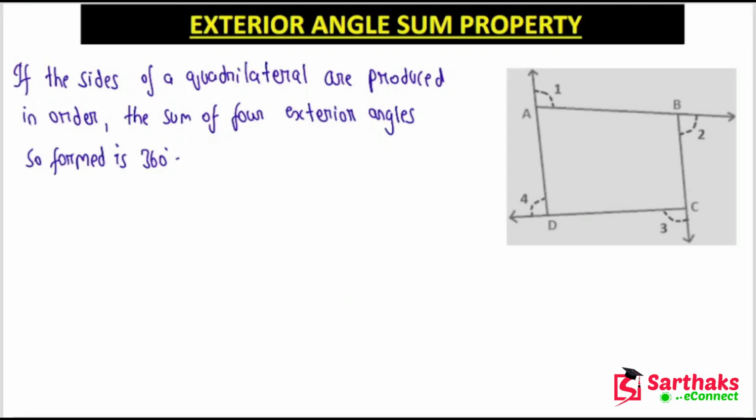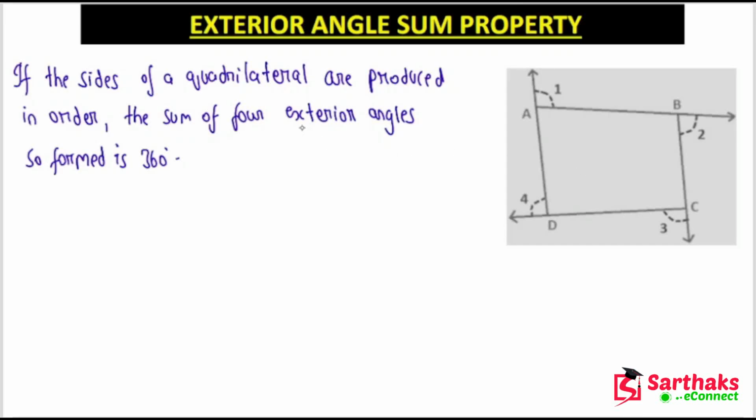Again, it is the same as the interior angle sum property. It also said that the sum of all interior angles is equal to 360 degree. Exterior angle property is saying that the sum of all exterior angles is 360 degree. Now let us take ABCD as the quadrilateral. You can clearly see we have produced the sides in the same order.